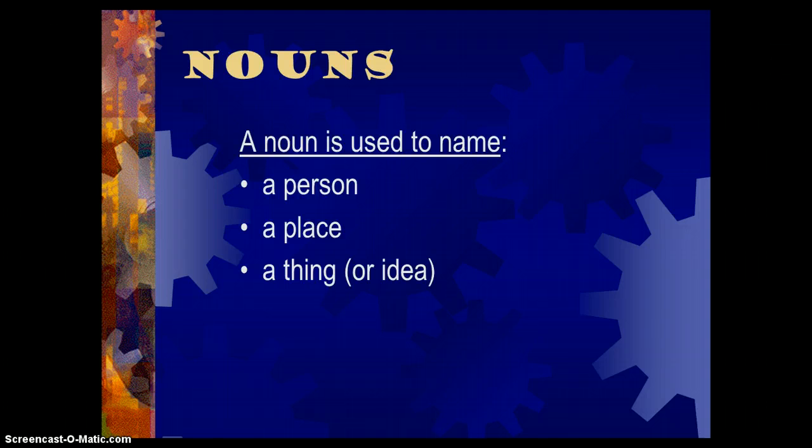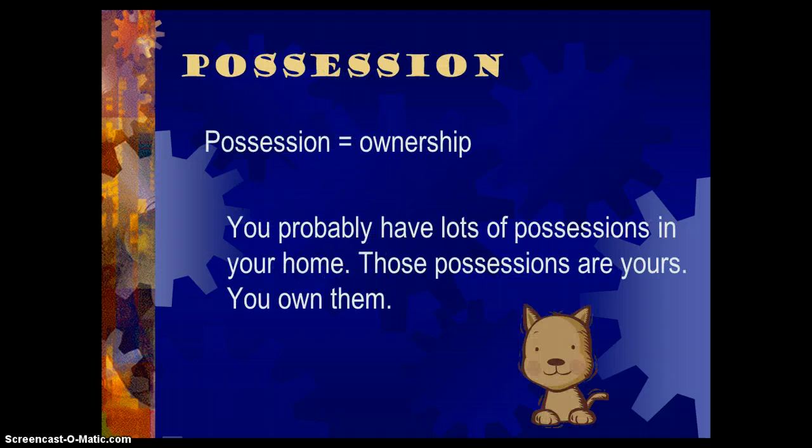Remember that nouns are used to name a person, place, and thing. So we are talking about nouns today, and we're going to talk about possessive nouns. Possessive or possession means that it's showing ownership. So you probably have lots of possessions in your home. Those possessions are yours. You're the one that owns them. So possessive and possession, both of those mean ownership, showing ownership. Maybe you have a dog, then that would be your dog. You own the dog.